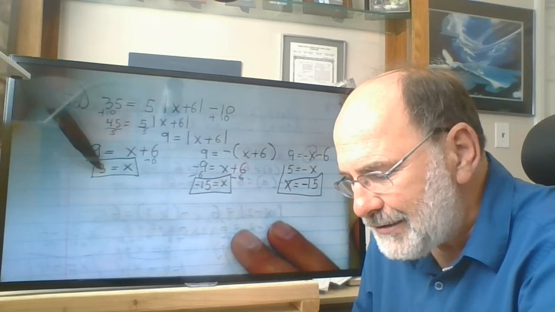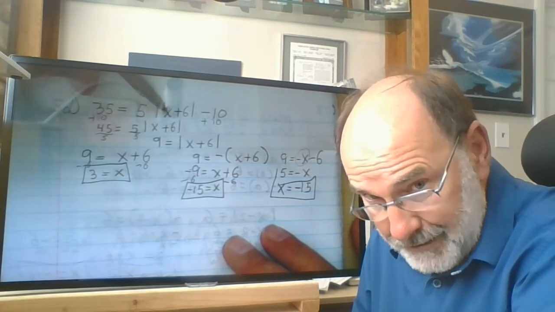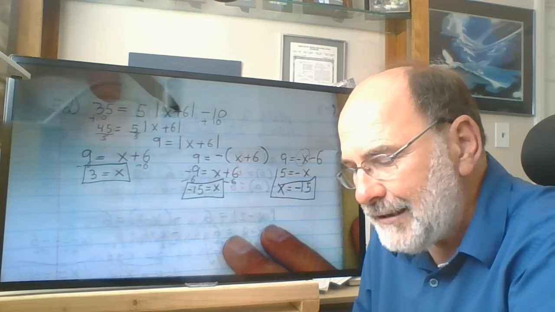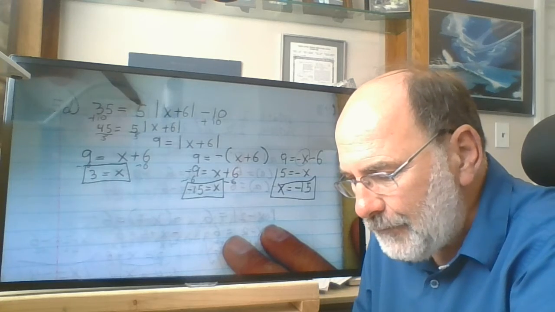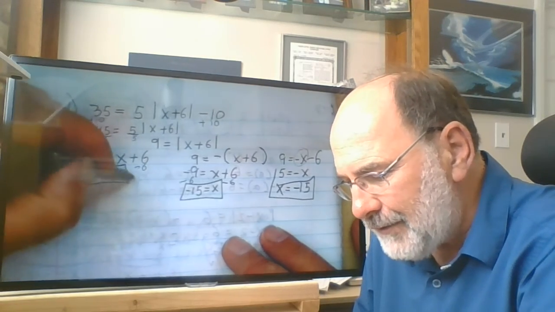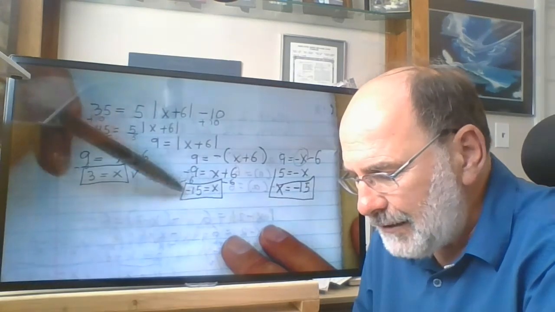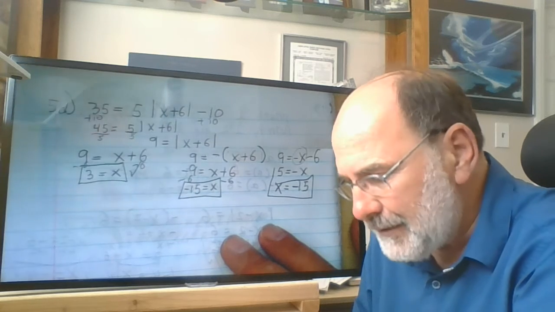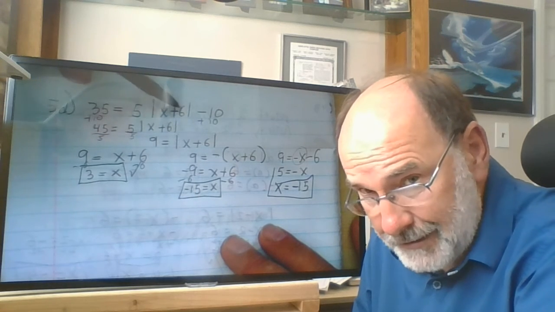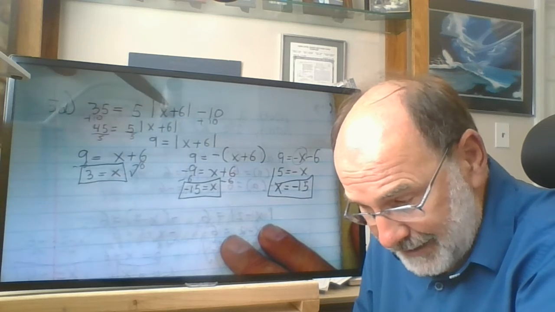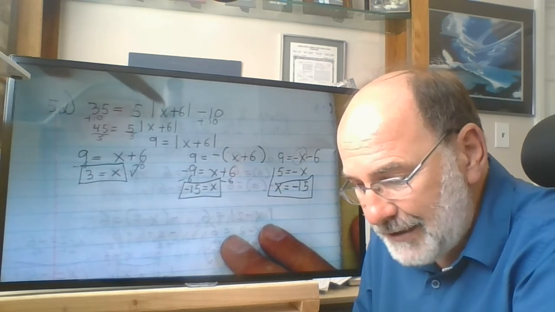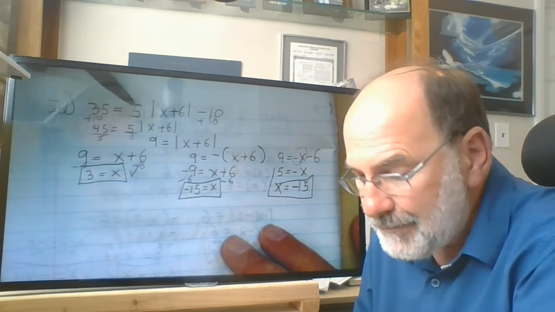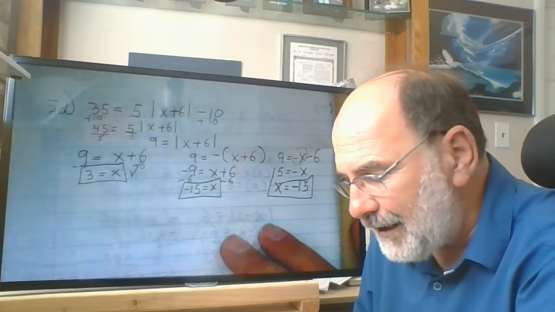So we'll take the first one that says x equals 3. 3 plus 6 is 9. Absolute value of 9 is 9. 9 times 5 is 45. 45 minus 10 is 35. This checks. Now I'll try the other one. I'm going to plug in x equals negative 15. Negative 15 plus 6 is negative 9. The absolute value of negative 9 is positive 9. And then everything else is the same. So 5 times 9 is 45. 45 minus 10 is 35, and it checks.